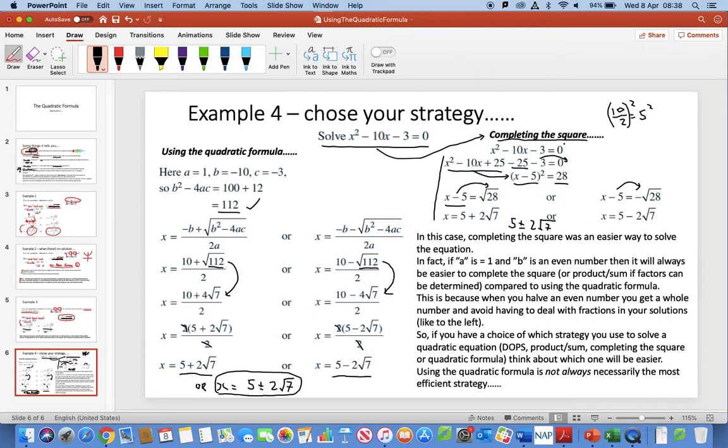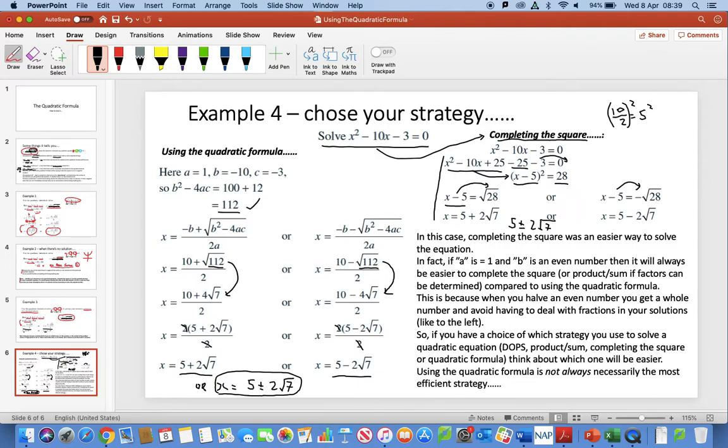when we know how, that's a lot easier. A lot less steps, much less of a trek. So here I would say if you could choose your strategy, you would definitely complete the square rather than using the formula, because there's a lot less you need to deal with in terms of simplifying surds.